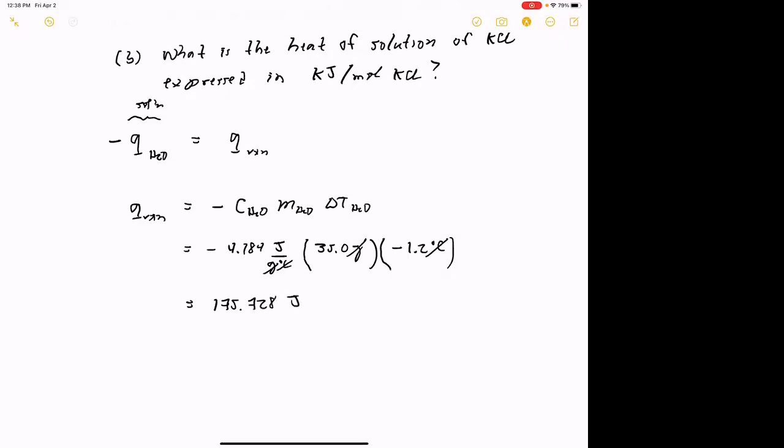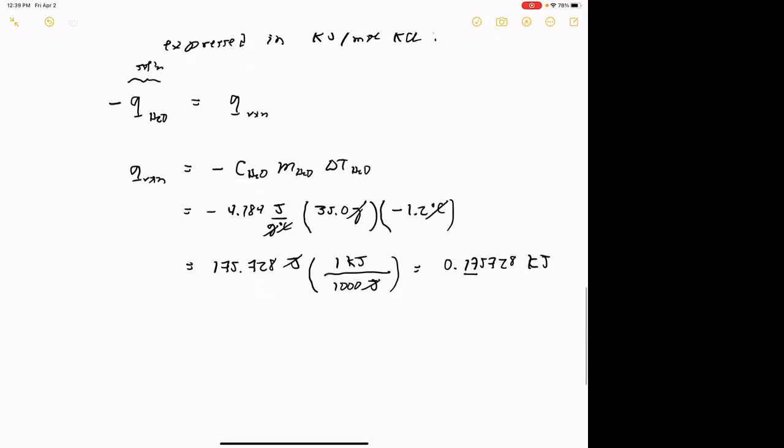joules, and they want it in kilojoules. So let's go ahead and convert it to that real quick here. So 1 kilojoule is 1,000 joules, right? All right, so that turns out to be 0.175728 kilojoules of heat, positive. We'll get sig figs here in just a second. All right, so it looks like I'm limited to 2 sig figs by my temperature. So I'm just going to underline those first two to recognize that's my sig figs here.